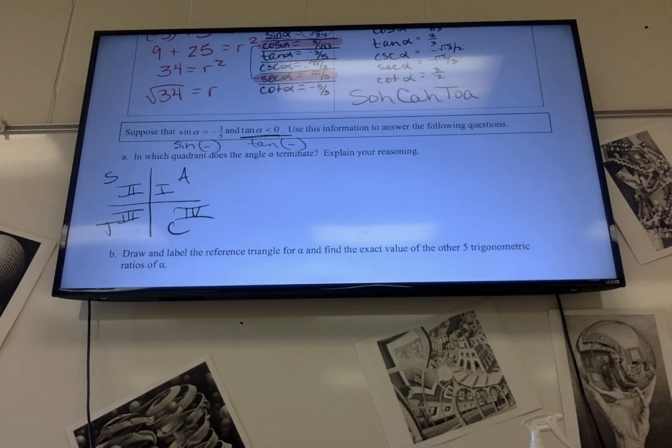Could it be quadrant 1? No, they're all positive in quadrant 1, so it's for sure not that. Could it be quadrant 2? No, what's positive in 2? Sine. So it can't be that one. Could it be 3? No, tangent is positive in the third quadrant. So it must be quadrant 4. And we'll stop.